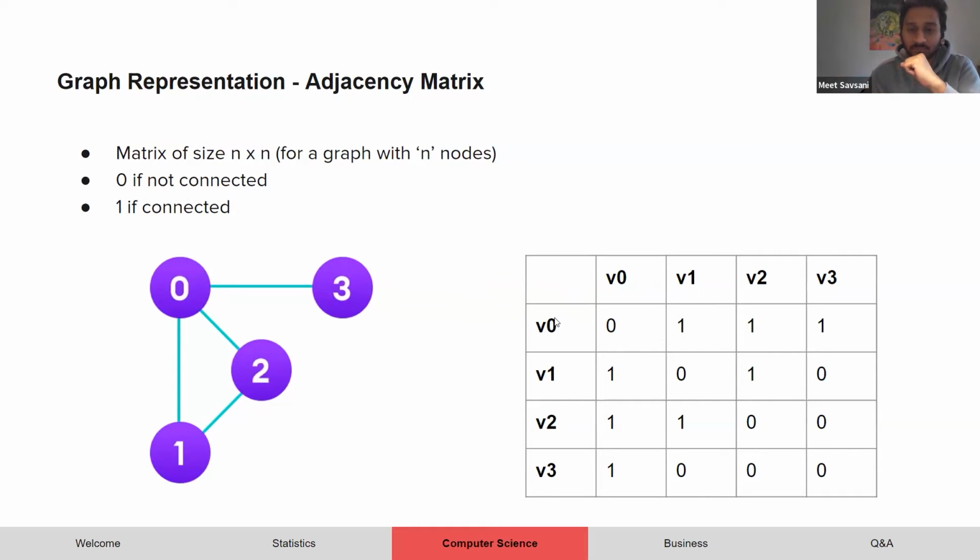this 0, 1, 2, 3 represents all the nodes. So 0 and 0. Is 0 connected with 0? No. So we put 0 there. Is 1 connected with 0? Yes, 1 is connected with 0. So we put 1 there. Similarly, we fill out all the values, and this is one way to represent the graph using an adjacency matrix.